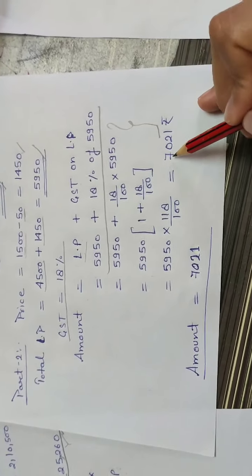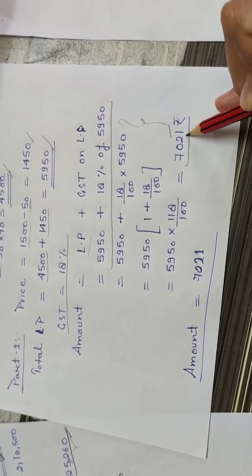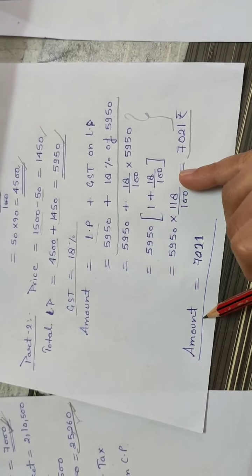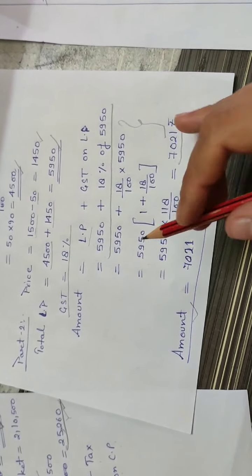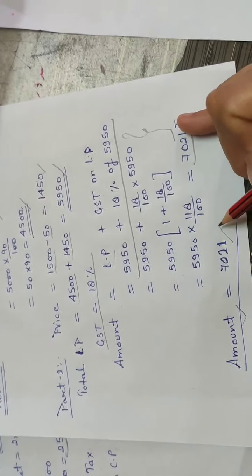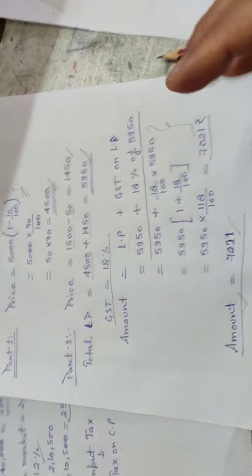Then after calculation, the amount will be 7,021 rupees. So she has to pay an amount after including GST of 7,021 rupees. So clear? Thank you.